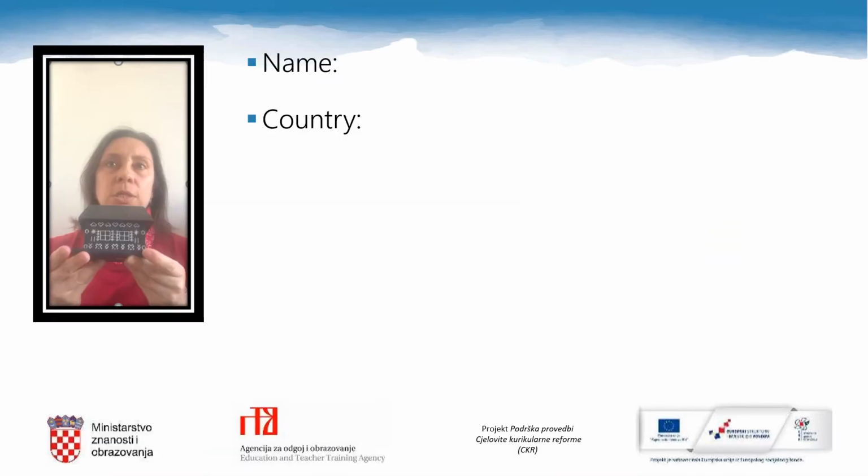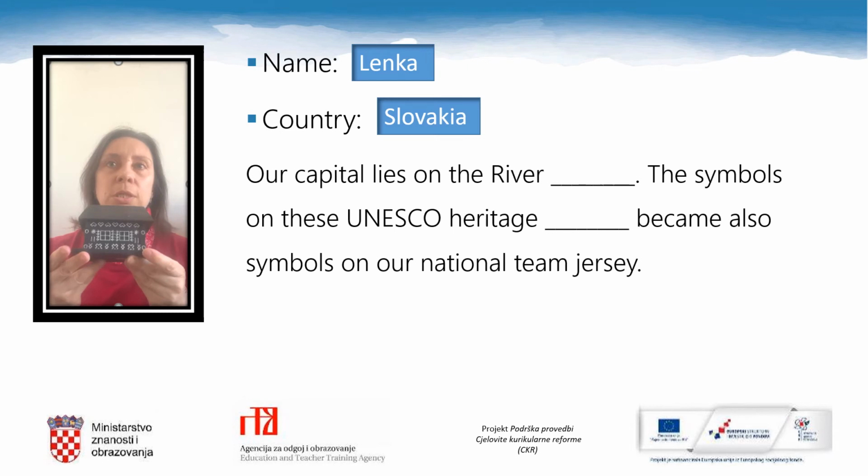So what is her name? It's Lenka. And the country, what do you think? It's Slovakia. And this is what she said. Our capital lies on the river Danube. The symbols on these UNESCO heritage houses became also symbols on our national team jersey.